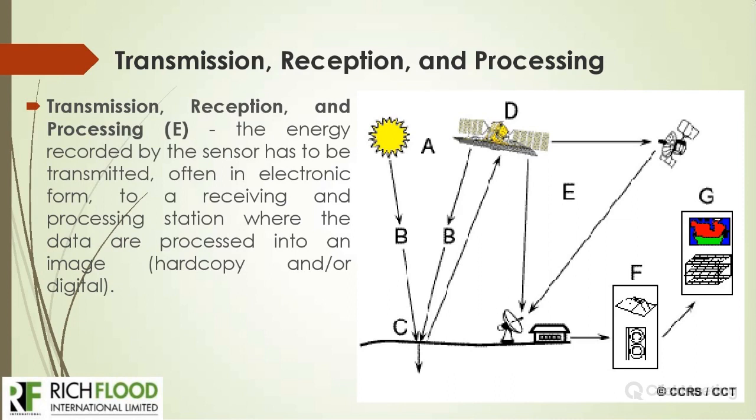So in the process of acquiring this information or data, it could be in a hard copy or in digital format, depending on what you want to extract and how you want to extract this information. So the transmission, reception, and processing of your data is very important in trying to obtain reliable information for environmental impact assessment.